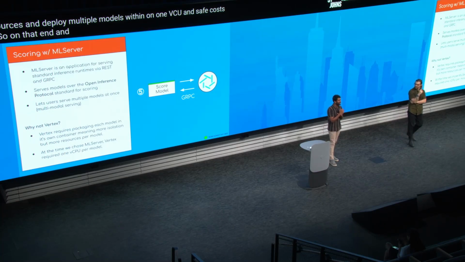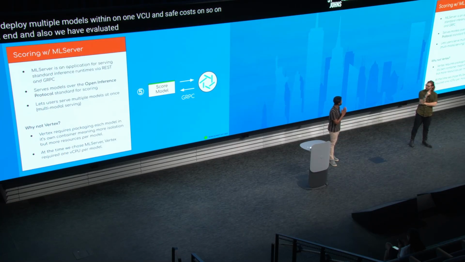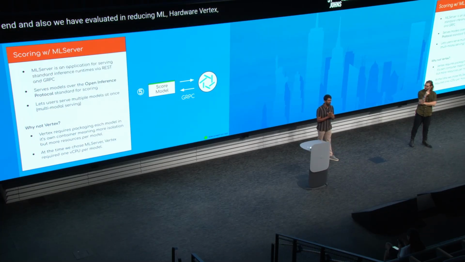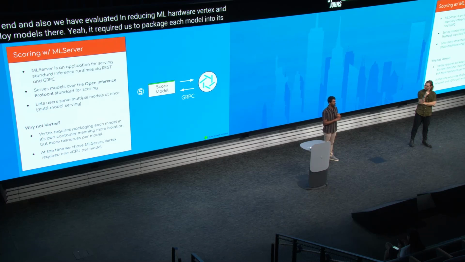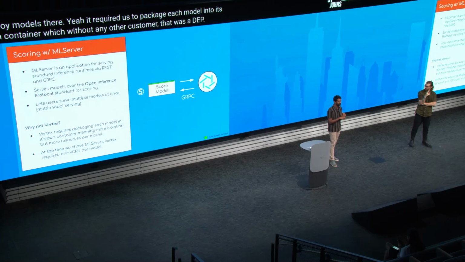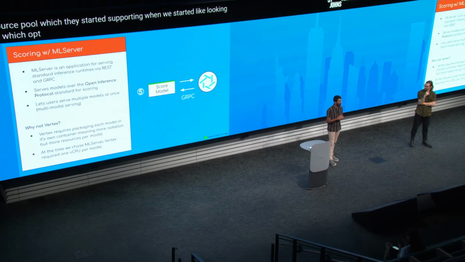Also, we evaluated using Vertex instead of MLServer and deploying models there, but it required us to package each model into its own container. There was a deployment resource pool, which they started supporting when we started looking into which options we have, but that would have cost us vendor lock-in at that time.